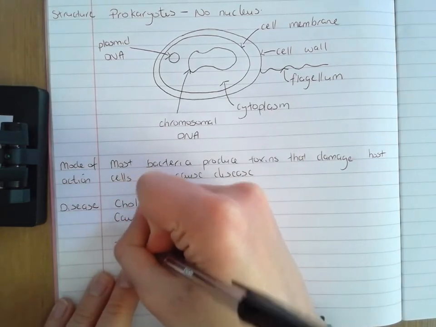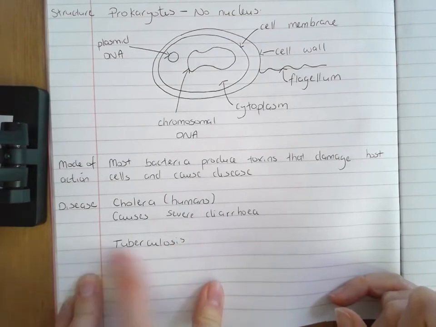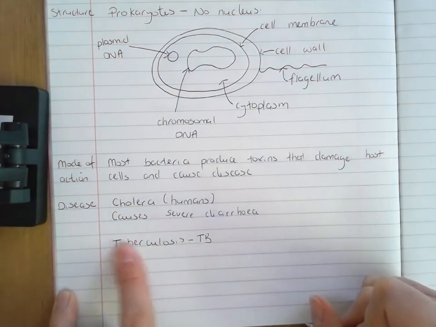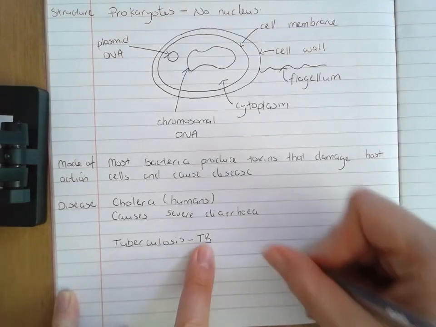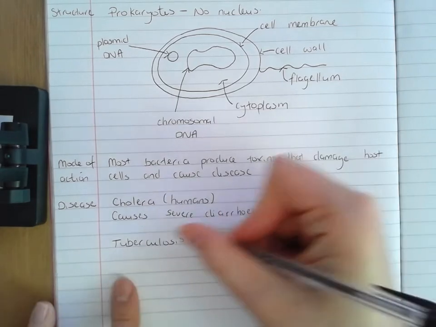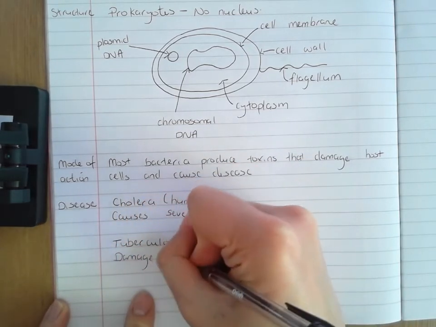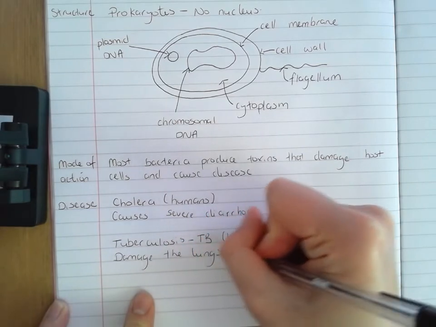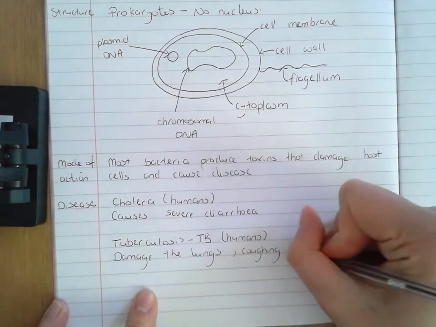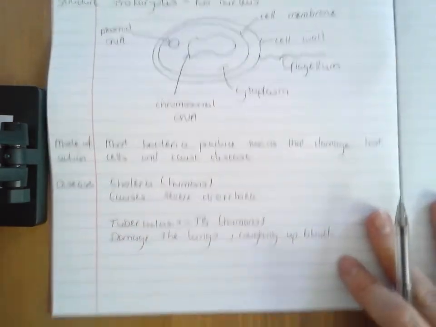Another disease is called tuberculosis. So tuberculosis is how it's pronounced. It can also be abbreviated to just TB. So instead of writing tuberculosis, you could just write TB. And it's another disease that affects humans. And this disease will damage the lungs, and it can lead to you coughing up blood. Okay, so it's another disease caused by a bacteria.